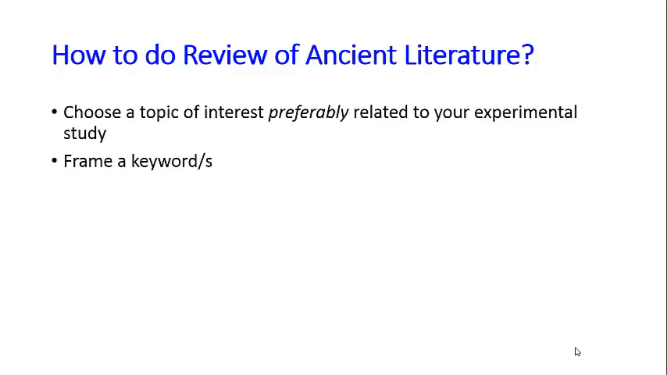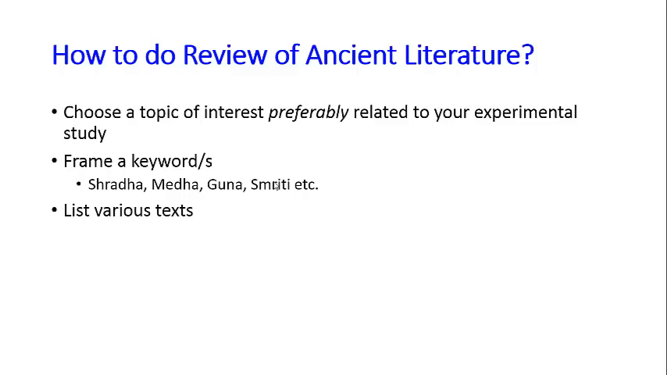And then frame a keyword or keywords, because this will define what we are going to exactly search. Say for example, you want to study the effect of yoga practice on memory. In that case you can choose a keyword like smriti and try to find out the concept of smriti according to various ancient literatures. Like that you can have various keywords, Shraddha, Medha, Guna, etc., depending upon your topic of interest.